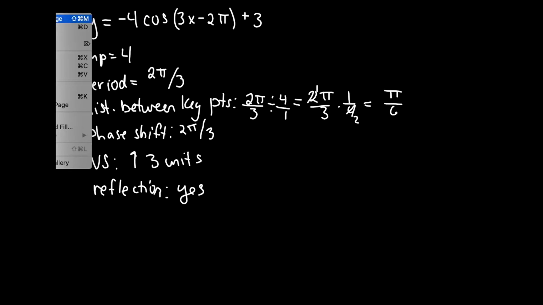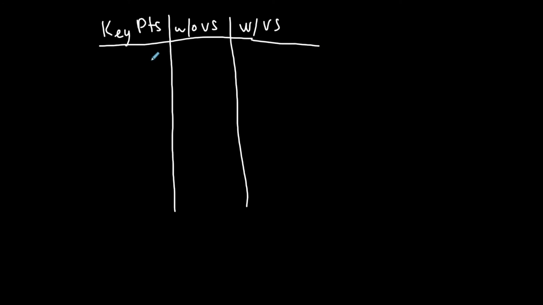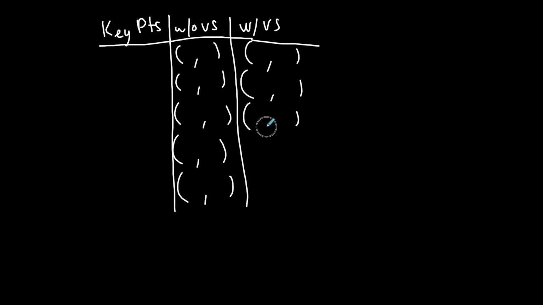Now again, I'm going to show you guys all my stuff. I'm going to go ahead and do it with a table, key points. Hopefully you're practicing enough where you can kind of skip this step, up to you, without vertical shift and with vertical shift. Same thing as before. We're going to do ordered pairs, so I'll just set that up now. You know that it's more likely 5 key points with the vertical shift. Let's set it all up. This stuff does not change.